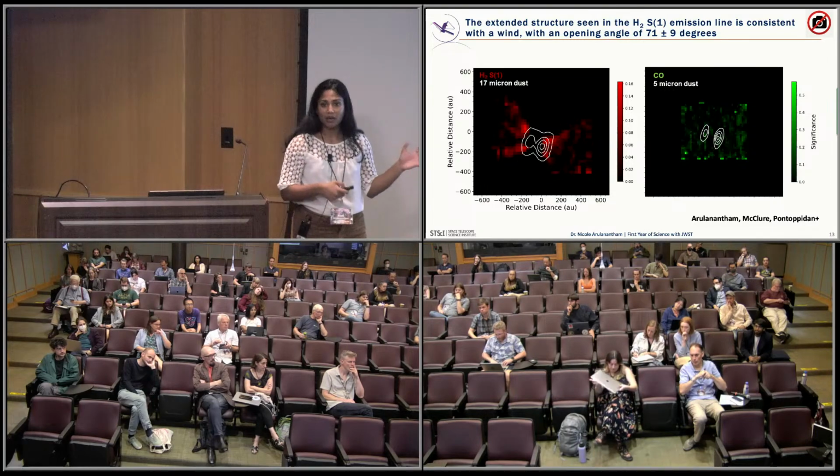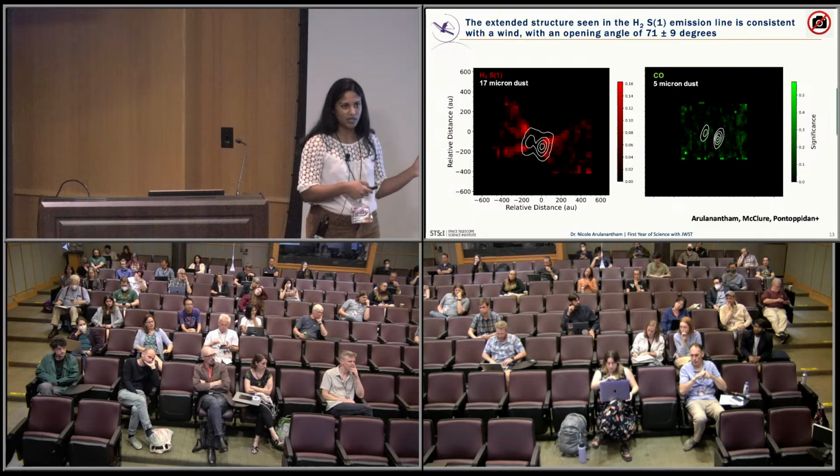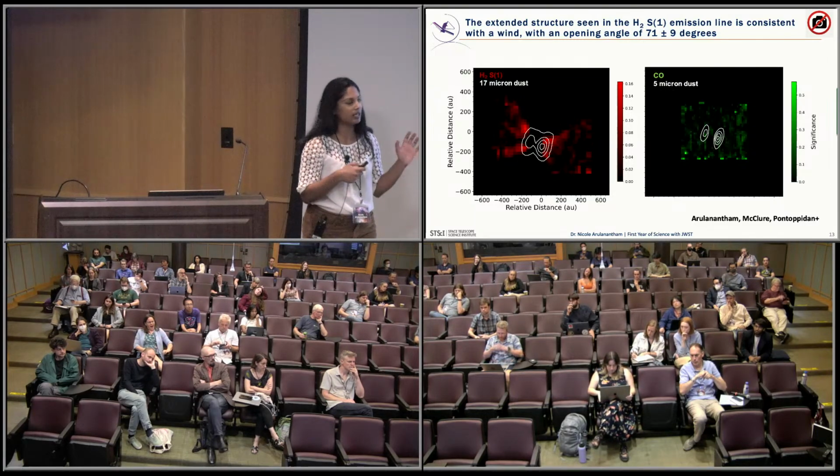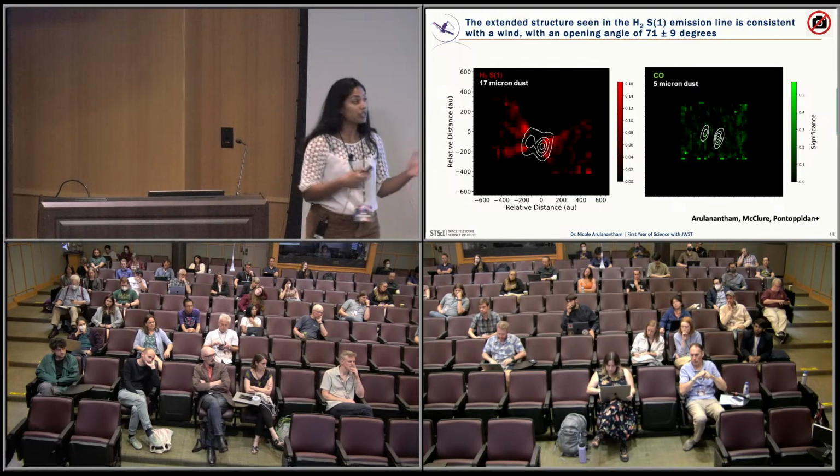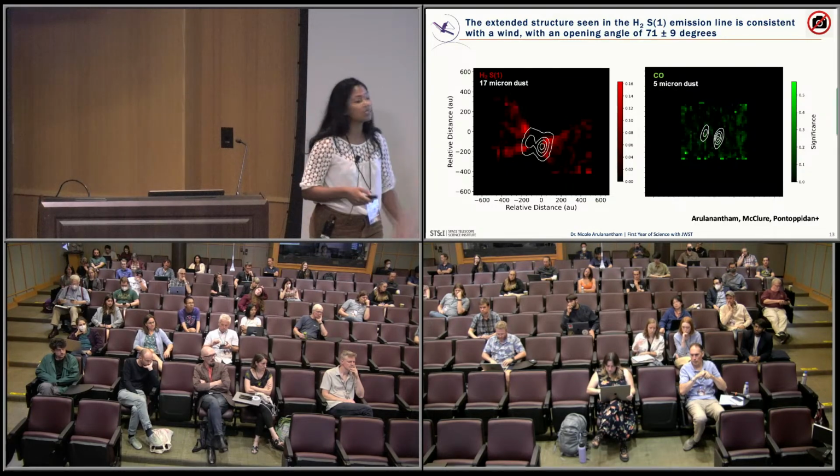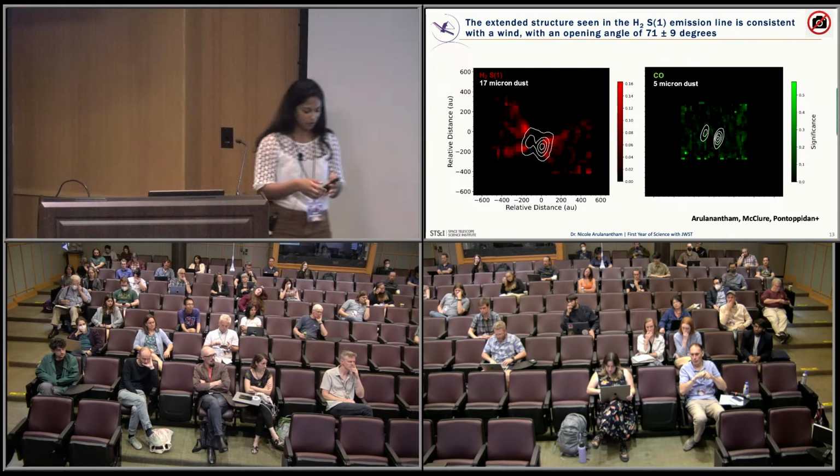And so with the MIRI MRS, we've captured this disk wind, and we are actively seeing this disk in the act of dispersing, which we know, when we remove material from the disk, is what sets the upper limit on the timescales for planet formation.